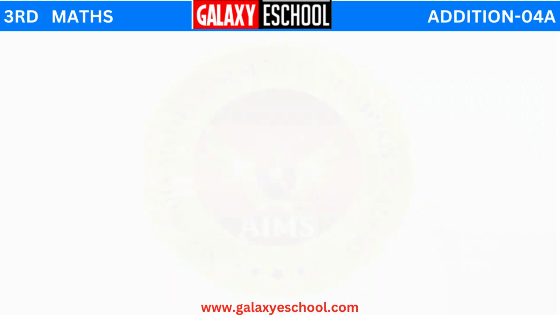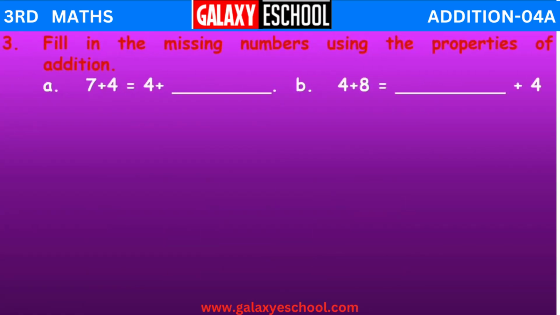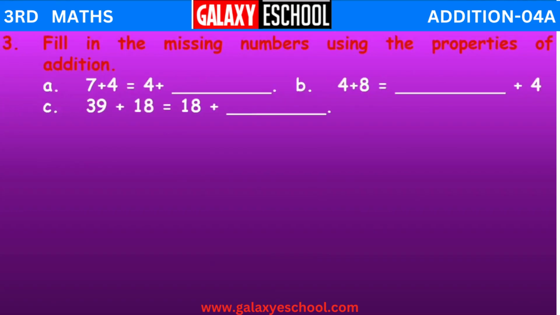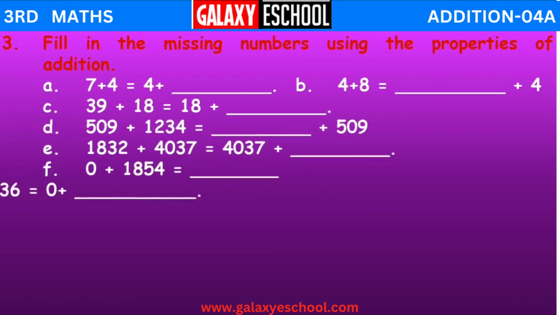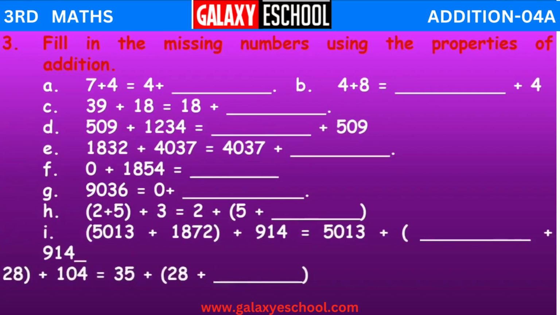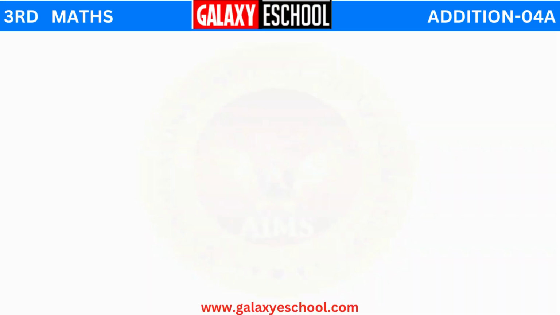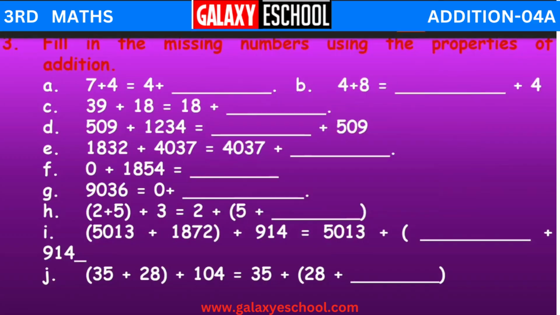Yes, I hope you all got the correct answers. Now moving on to the properties. Using the properties of addition, we need to fill up these blanks, right? Now what are the properties of addition we learned, children? We learnt about commutative property, associative property and additive property of 0. Yes? So let us start filling the blanks now.